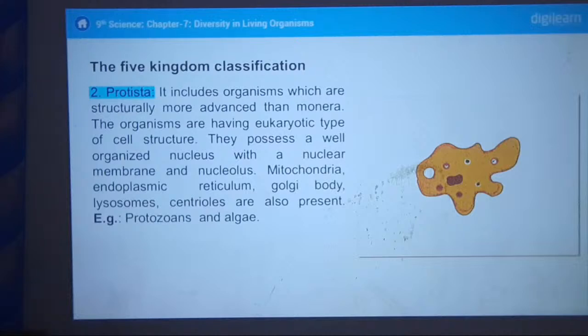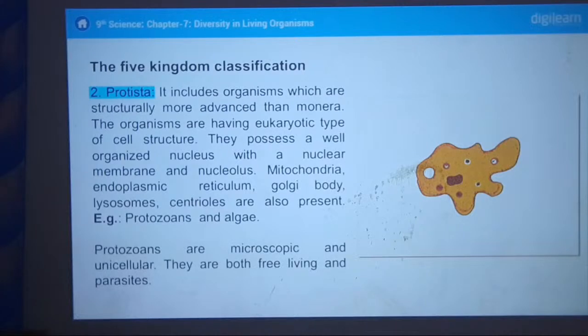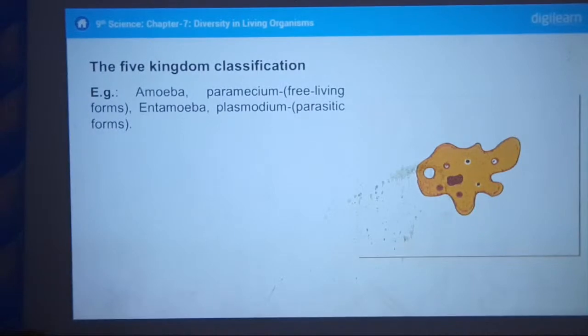Example, protozoans and algae. Protozoans are microscopic and unicellular. They are both free-living and parasites. Example, Amoeba, Paramecium, which are the free-living forms. Entamoeba, Plasmodium, which are the parasitic forms.